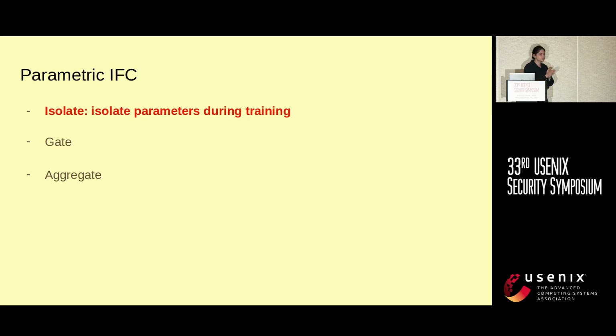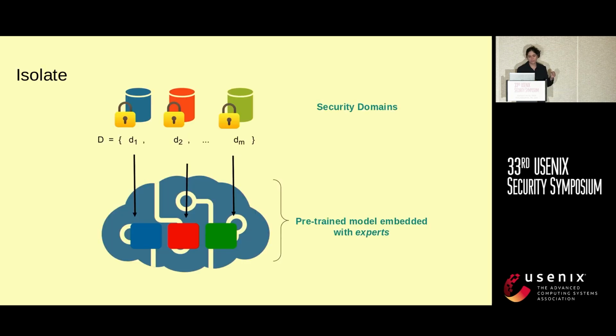So for our solution, I'm going to go over the specific steps that I outlined. The 3 steps, I'm going to go into a little more detail on each. So the first part is isolation. As I said before, isolation involves isolating the parameters that are influenced by each security domain during training. The way we do that is by independently training different experts, one for each security domain.